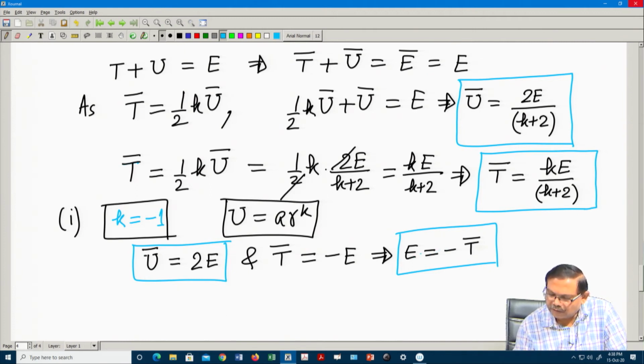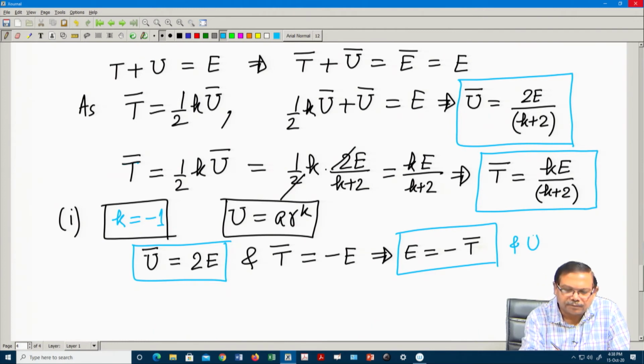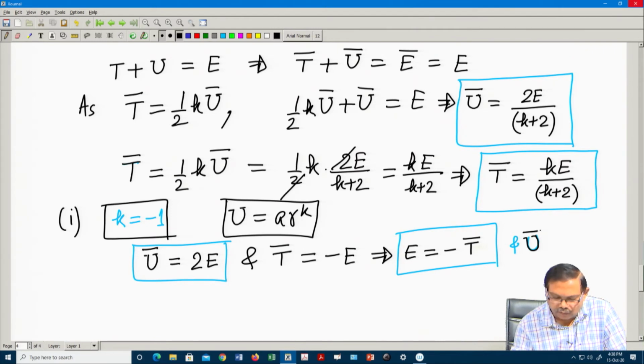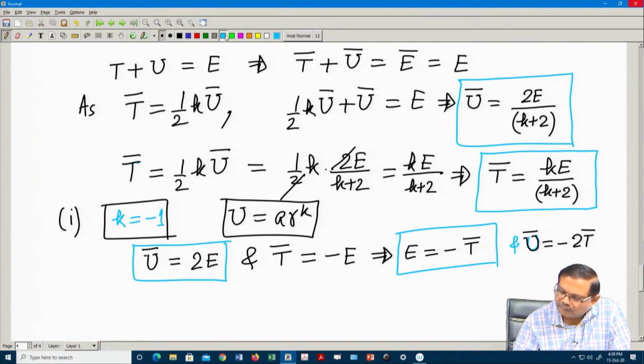And the total energy can be written in terms of kinetic energy, as the negative of it, and u bar would be 2 times E. So, 2 times E would be minus 2 times T. So, that is the expression.